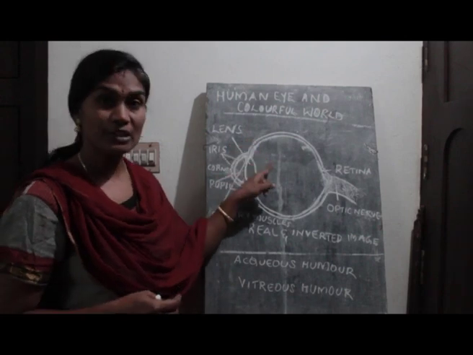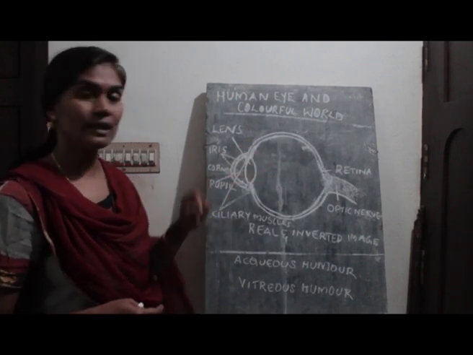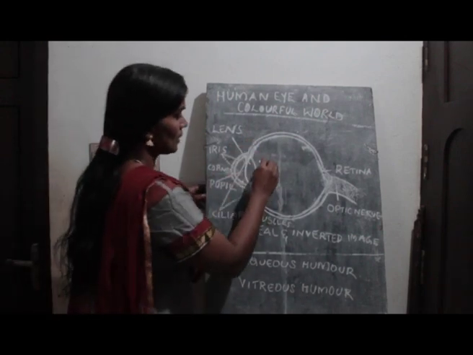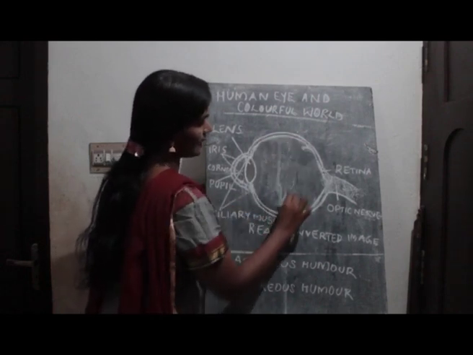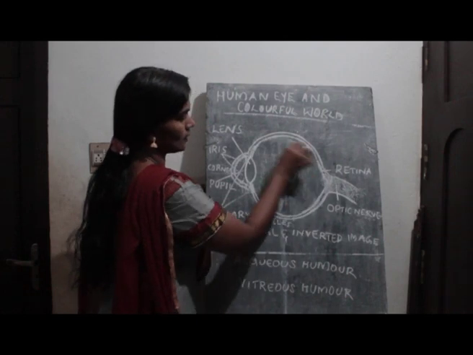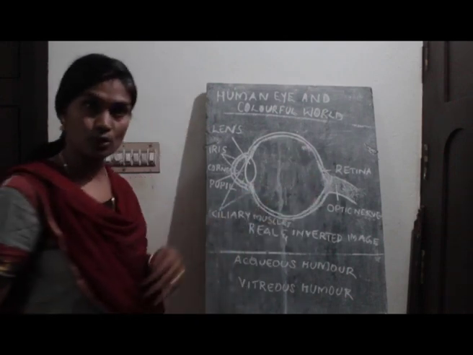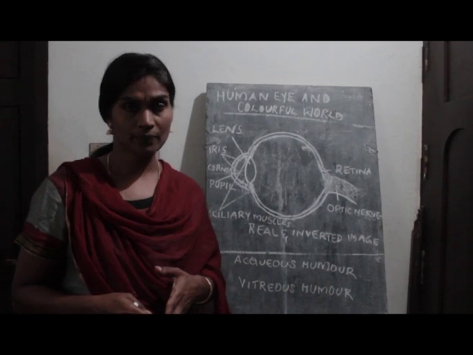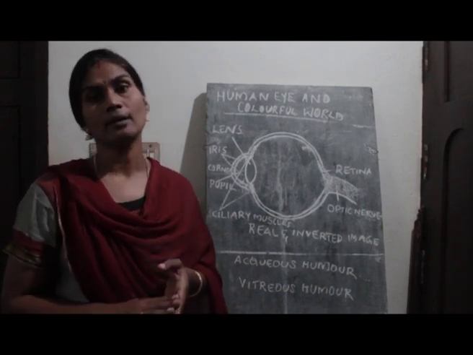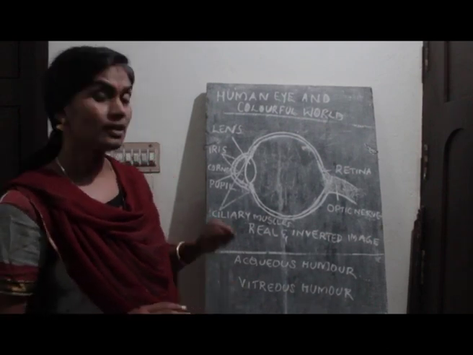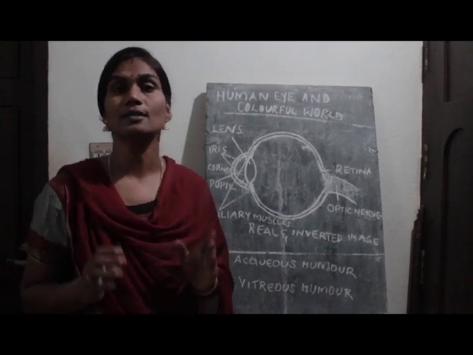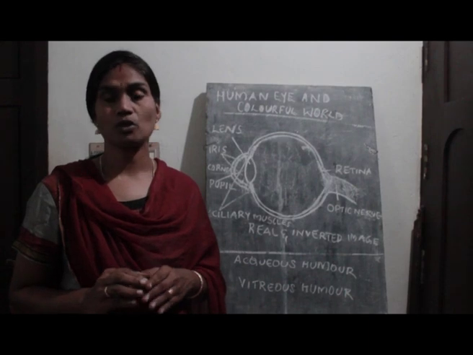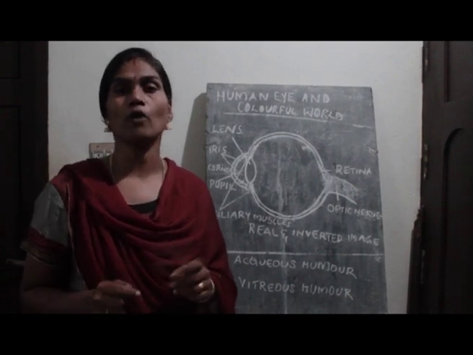Next comes vitreous humor. Where can we find vitreous humor? Here, in the space between the lens and the retina. This part. That is also a fluid. It's a transparent fluid, and the function of vitreous humor is to maintain the shape of the eye.